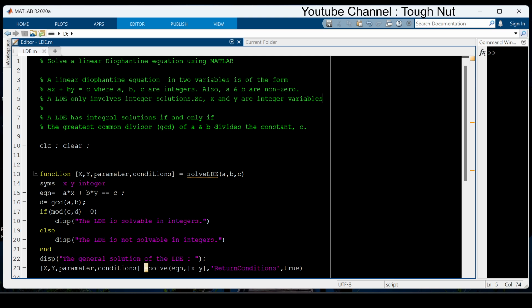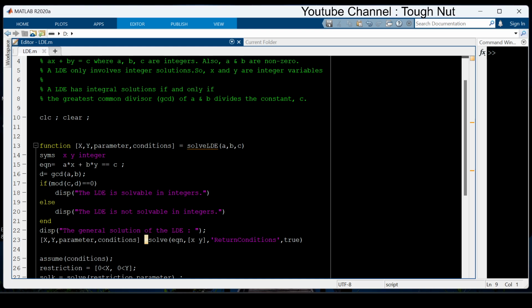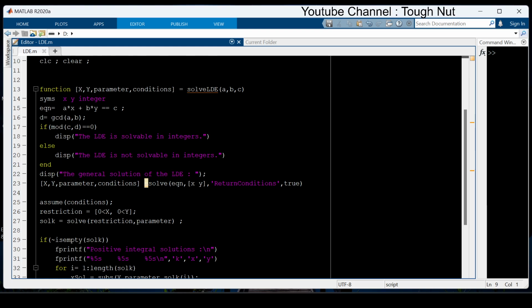Since there are two variables but only one equation, these equations either have no solutions or infinitely many. The condition for a solution to exist is that the greatest common divisor, GCD, of a and b must divide the constant c. If a solution exists, it can be represented parametrically. Now let's break down the code step by step.